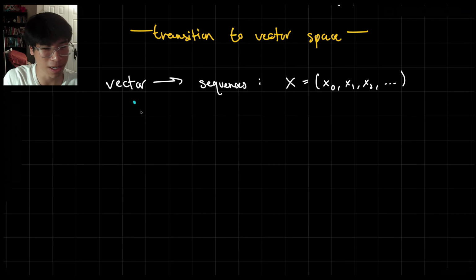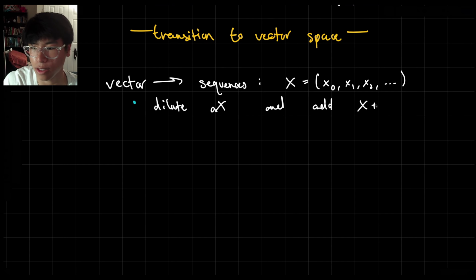The two important properties are that we can dilate them. We can still dilate them. We can dilate sequences, multiply them by some constant a, and we can add them to still generate new sequences.